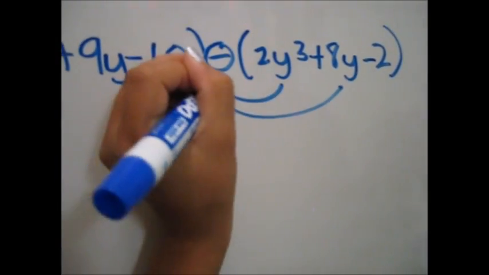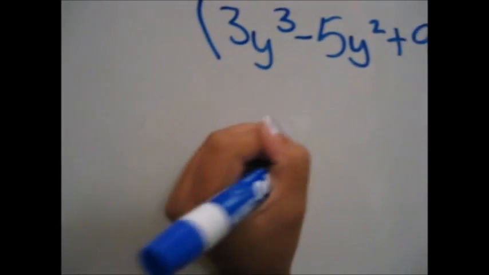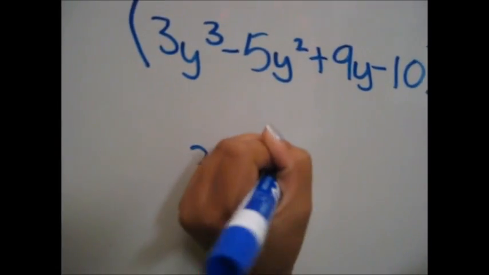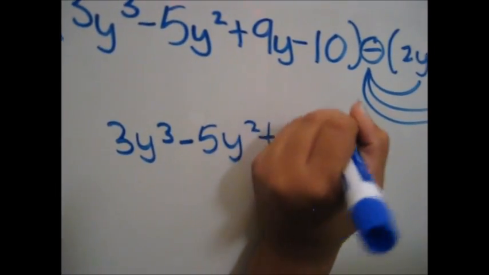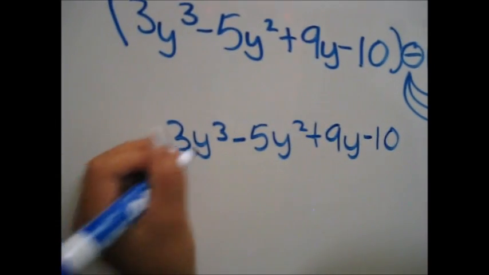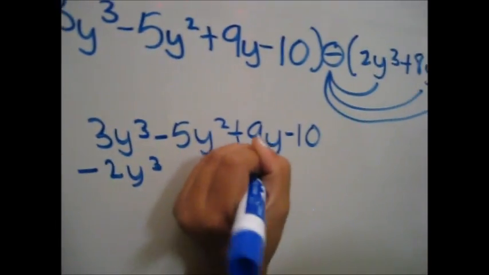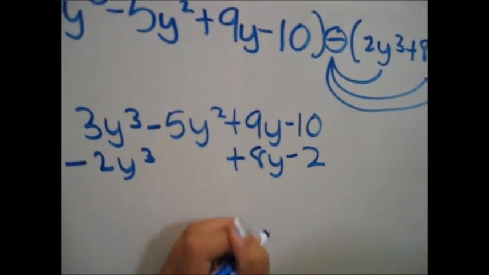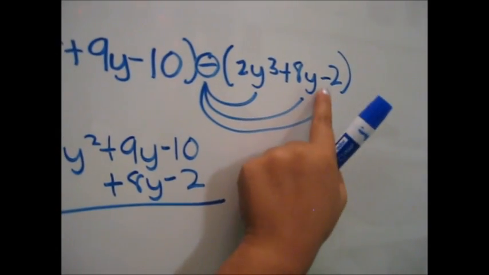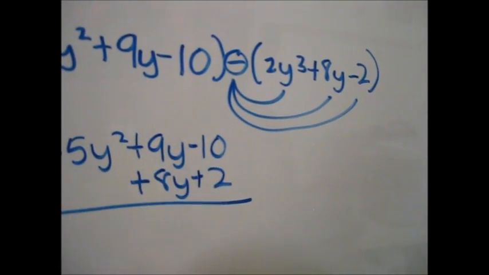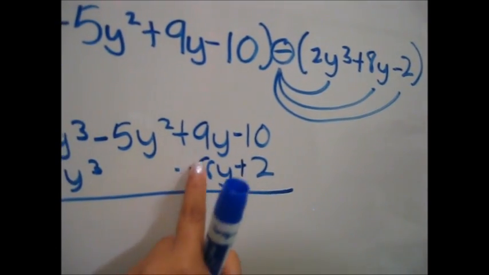Since we have the negative, we're going to distribute it, and now we're going to rewrite the problem to write 3y cubed minus 5y squared plus 9y minus 10. Since we distributed that negative, the positive 2y cubed will now become a negative 2y cubed, and plus 8y minus 2. Since we distributed, the negative 2 will become positive, and the positive 8y will also become negative.